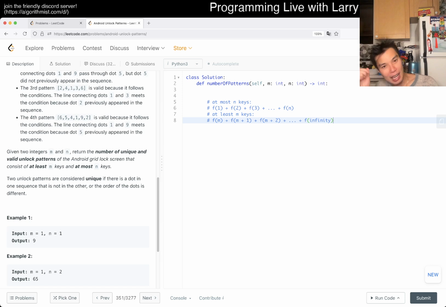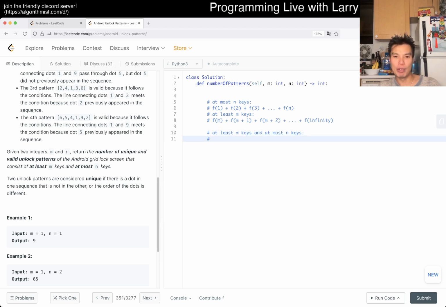I don't know why I wrote it this way actually, so maybe this is a little bit confusing. My apologies. The way I wrote it is a little bit weird. I mean, it's precise, but it's a little bit weird. So now we want at least m keys and at most n keys, right? So what we want is f of m plus f of m plus 1 plus f of m plus 2 plus dot dot dot plus f of n minus 1 plus f of n, right? Something like this.